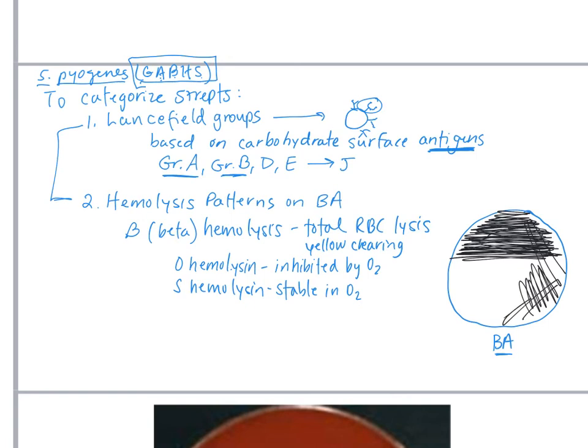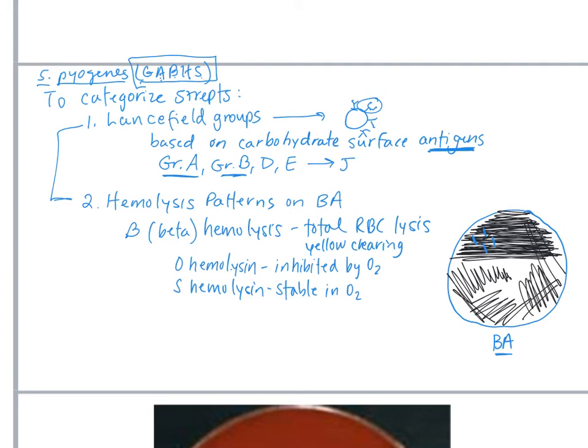Okay, so flame your loop, streak it out, flame your loop. After you streak that 4th quadrant, try to use up all your surface area, and before you flame your loop, I want you to go back to the 1st quadrant and stab down in that agar, maybe 3 or 4 times. Okay, we don't usually get to do that, so poke away.